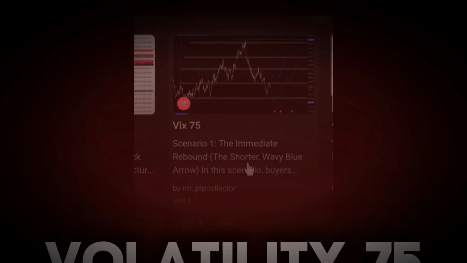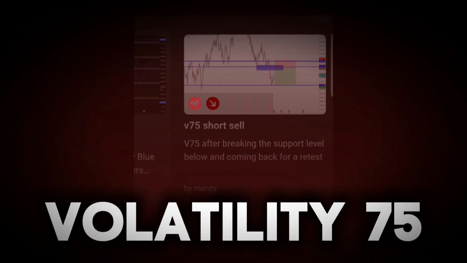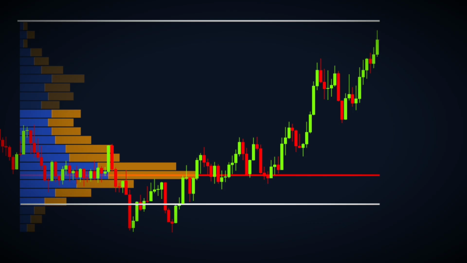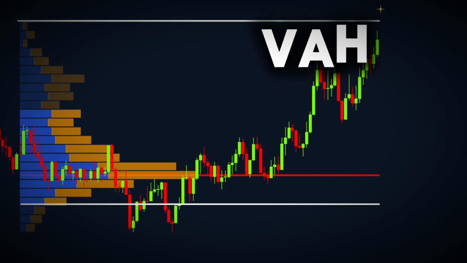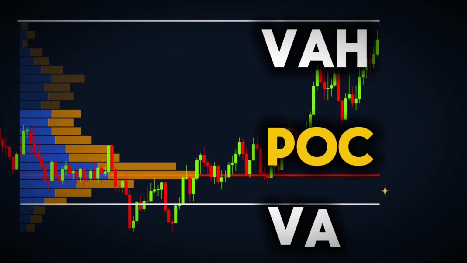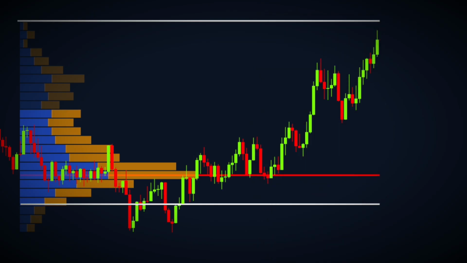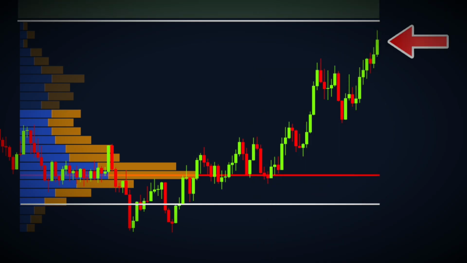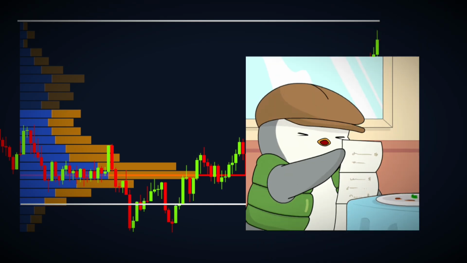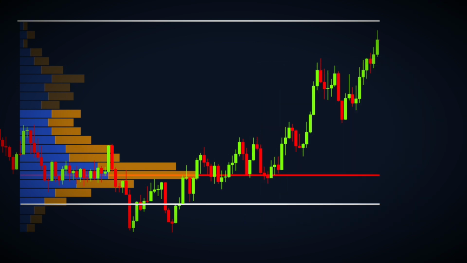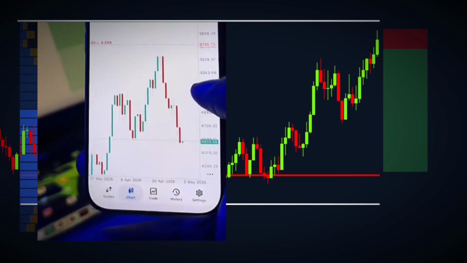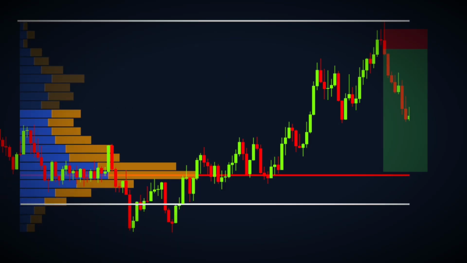So first you want to go to the V75 Index on the daily time frame, and you can instantly see our volume area high, point of control, and our volume area low. Right now, price is around our volume area high. So we are going to take it that price is expensive based on past volume and would want to mean revert back to our point of control. So we enter a short trade to catch the reversal pullback, and that's exactly what happened.